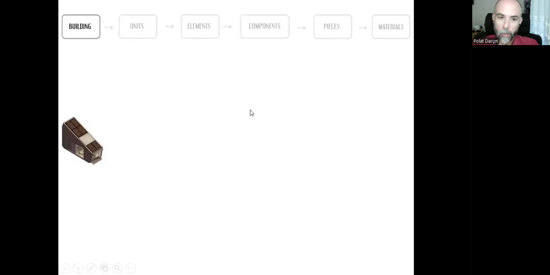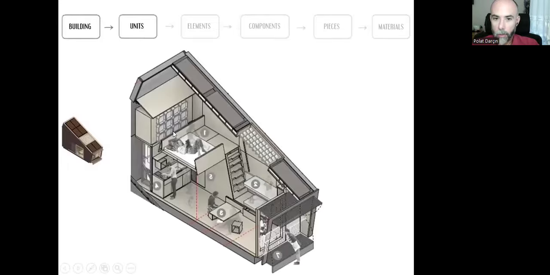In order to create that object, we need to make decisions about the units. These are the living areas. They can be closed, semi-closed, or open areas. And we need to make decisions about their sizes, their heights, their relationships, their locations. And some of them can serve for a specific function.